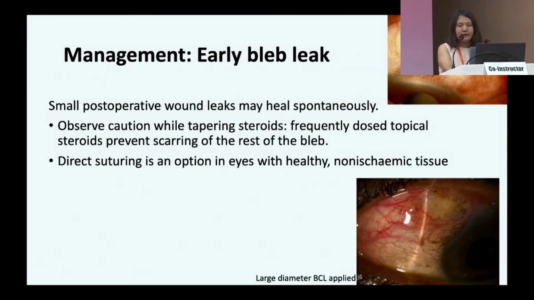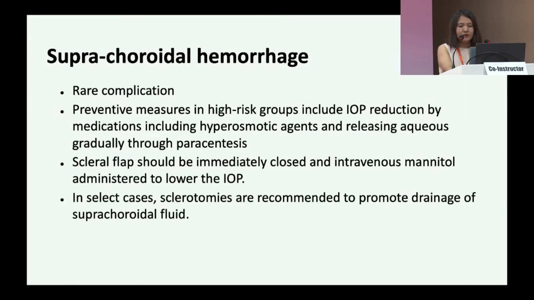At the time of leakage, if you see an early bleb leak, do not jump onto decreasing the steroids, because the steroids are essential in actually halting the fibrosis process. So you should always follow the patient up closely. And as I already mentioned, a bandage contact lens or a direct suturing can be done in such cases. Suprachoroidal hemorrhage is a very rare complication, but we can always prevent it by bringing the preoperative intraocular pressure low with the help of hyperosmotic agents. And if a scleral flap is open, then we should close it immediately, along with anti-glaucoma medications.